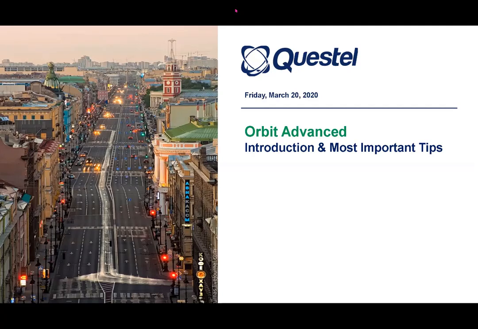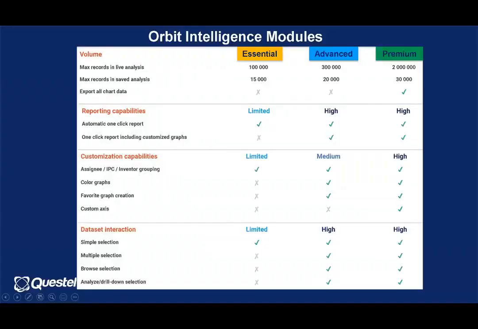Okay, so initially there are three Orbit Intelligence subscription modules. One is Essential. We have previously done a slight introduction to Orbit Essential. Orbit Essential is a basic module wherein you can perform searches and create bibliographic level charts.